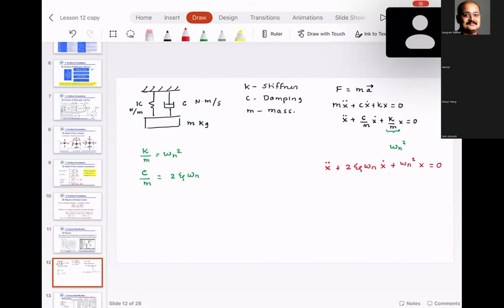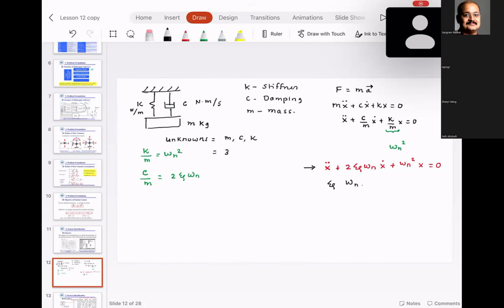Now please try to understand what I did. If I don't know the value of k, the value of c, the value of m, how many unknowns do I have? I have 3 unknowns: m, c, and k. But what I did, I represented those 3 unknowns in terms of some ratios. And right now, the same equation only has 2 unknowns.